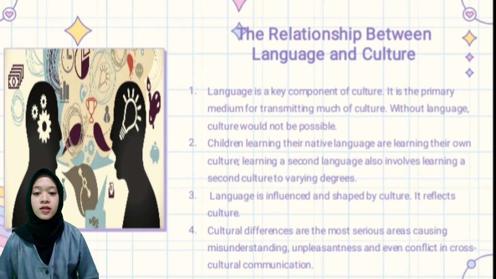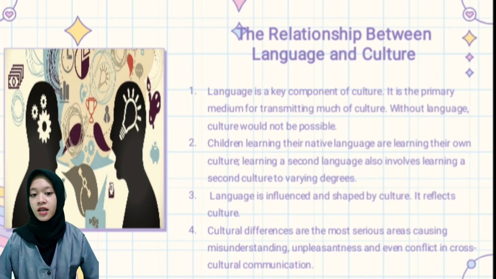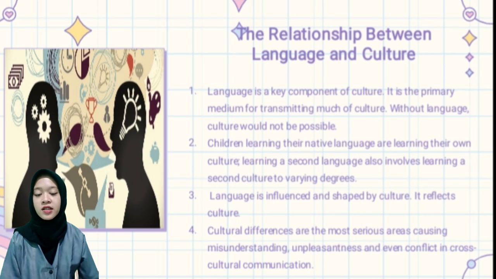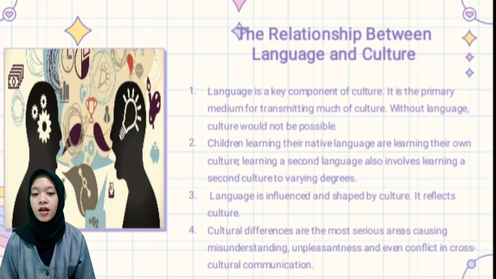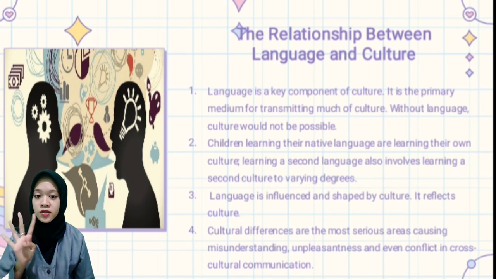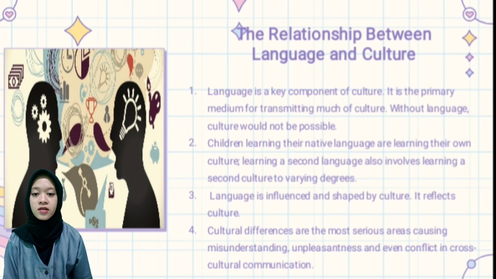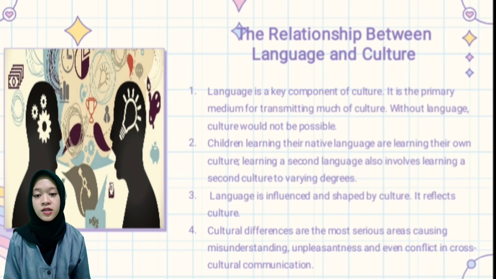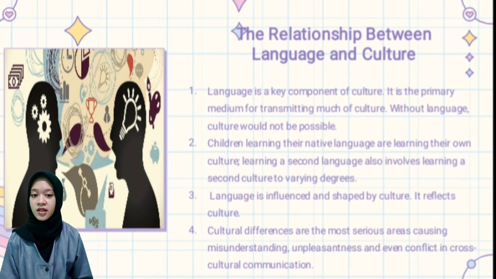The second, children learning their native language are learning their own culture. Learning a second language also involves learning a second culture to varying degrees. The third, language is influenced and shaped by culture. It reflects culture. Fourth, cultural differences are the most serious areas causing misunderstanding, unpleasantness, and even conflict in cross-cultural communication.